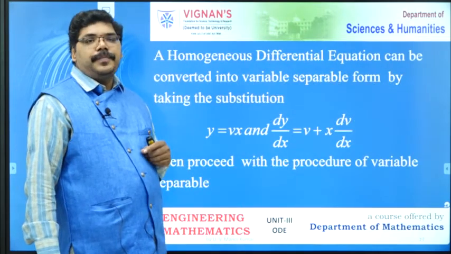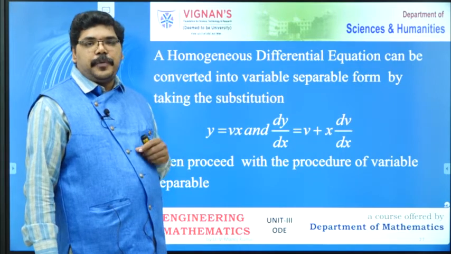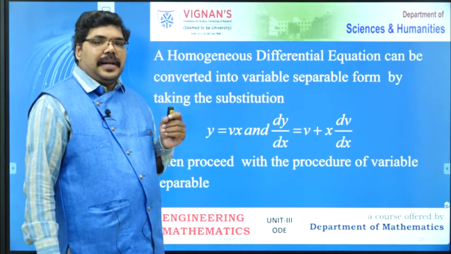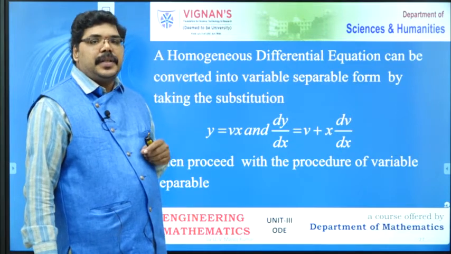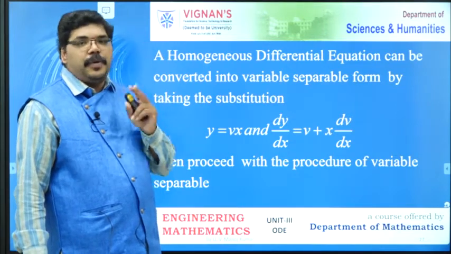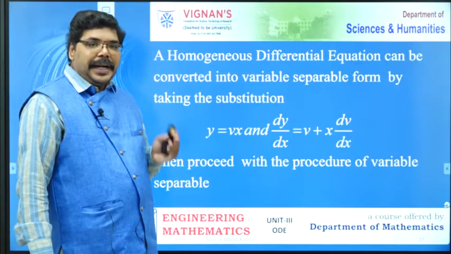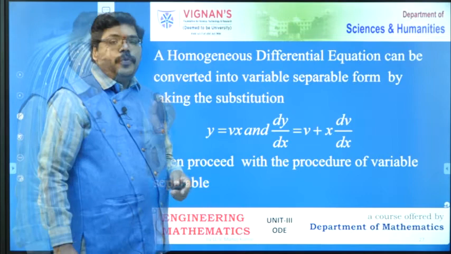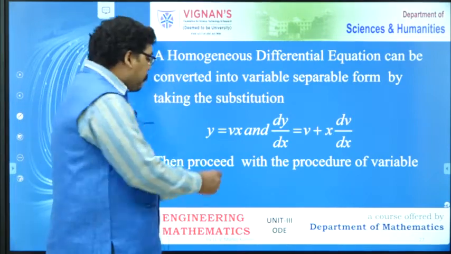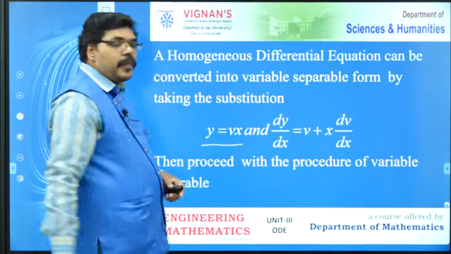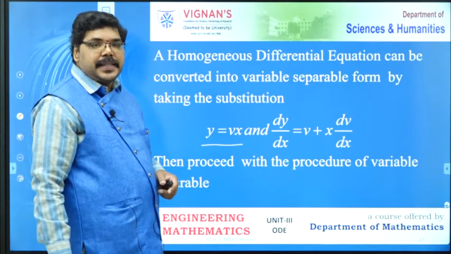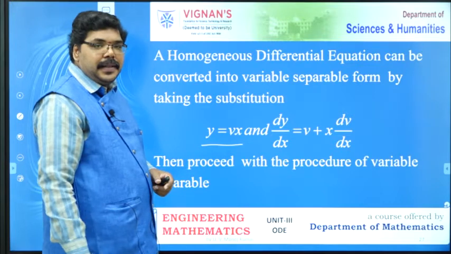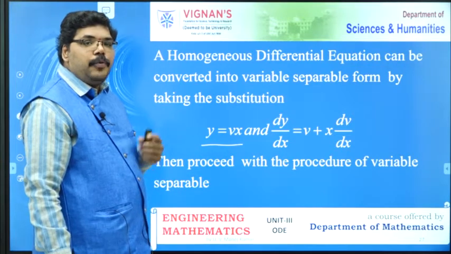How to solve a homogeneous differential equation? We reduce a homogeneous differential equation into variables separable form. To reduce the homogeneous differential equation into variables separable form, we use the substitution y equals vx. So the dependent variable y is substituted with vx.